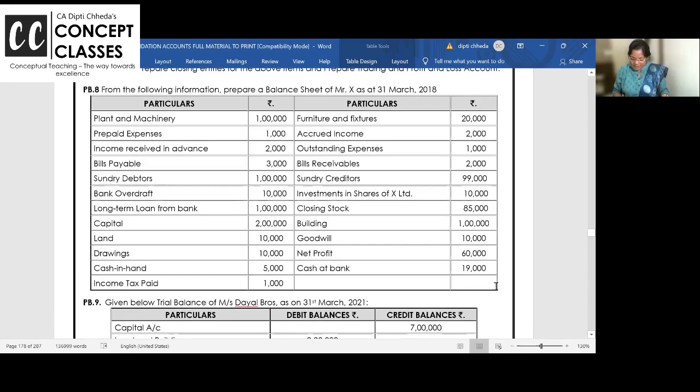Let's make one more, only a balance sheet. It will be nice practice for all of us. Problem 8. Come on. Before we go to adjustments, let us do problem 8 also in class now.